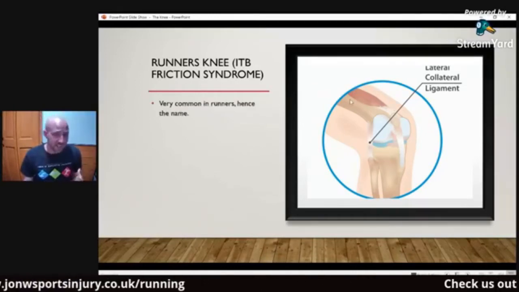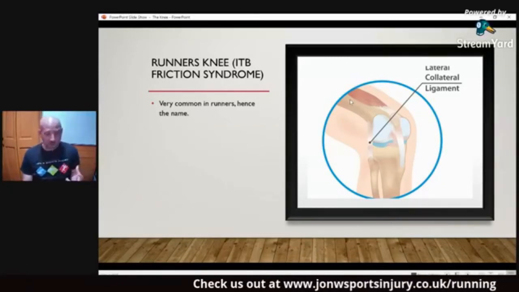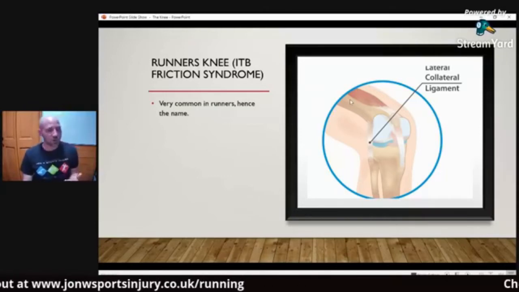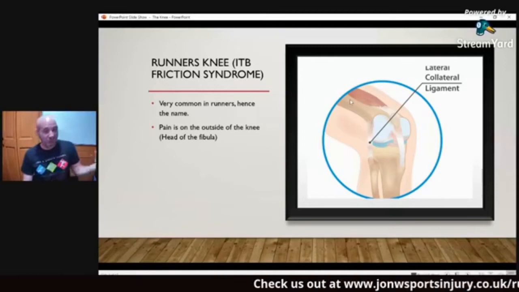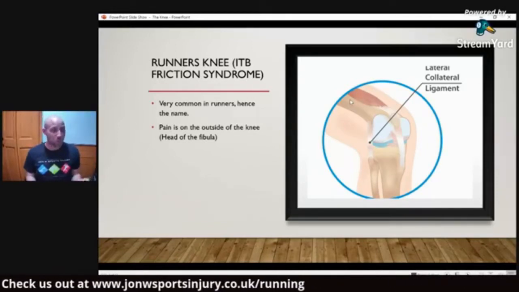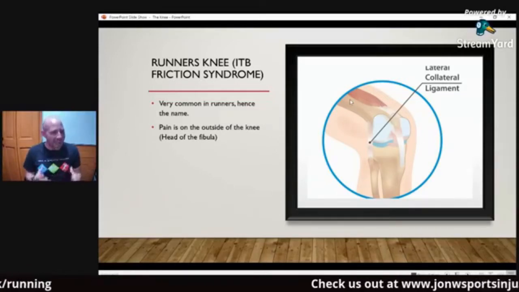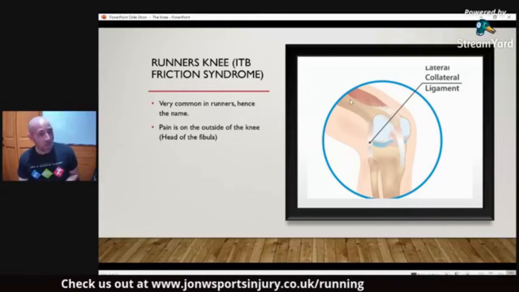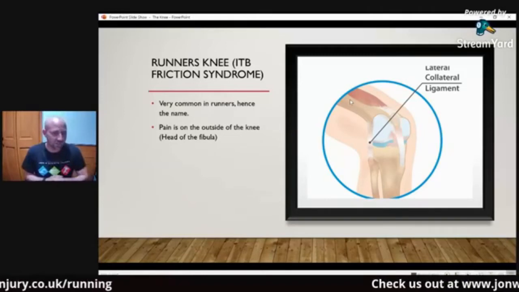Firstly, it's very, very common in runners. So if you talk through any running community, they are things we might expect to hear about. Hence its name. It's one of those conditions that's given the name runner's knee when actually truly it's ITB friction syndrome. So where do we get this pain? Well, typically we get this pain on the outside of our knee, what we call the head of our fibula. So if you feel just below your kneecap, on the outside of your knee, you might start to feel a small bony lump, which is the top of the outside of your leg bone.